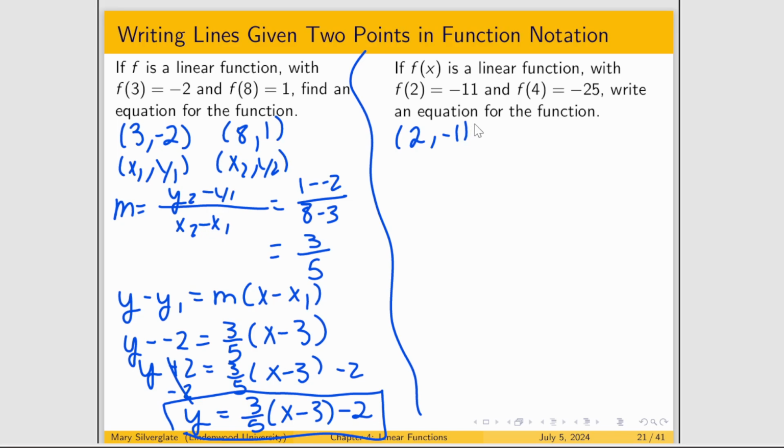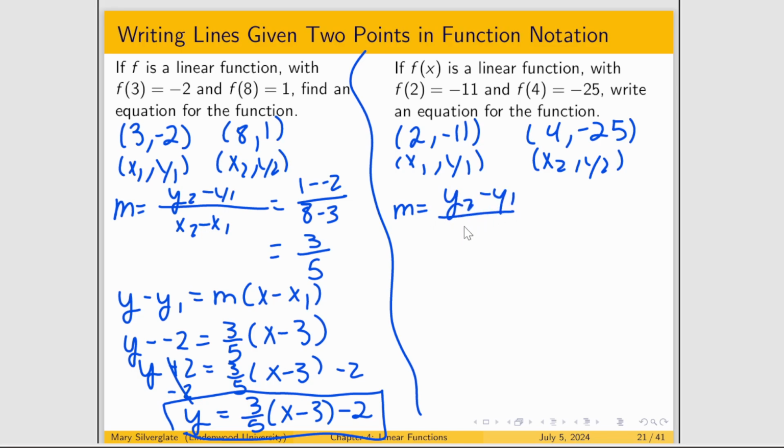First thing you may want to note is what points were actually given to you. So if I was given f of 2 is -11, that means I have the point (2, -11). If I'm given f of 4 is -25, that means I have the point (4, -25). And then I might want to again arbitrarily label that x1, y1, x2, y2. So then my slope is change in y divided by change in x. y2 is -25, y1 is -11, x2 is 4, x1 is 2.